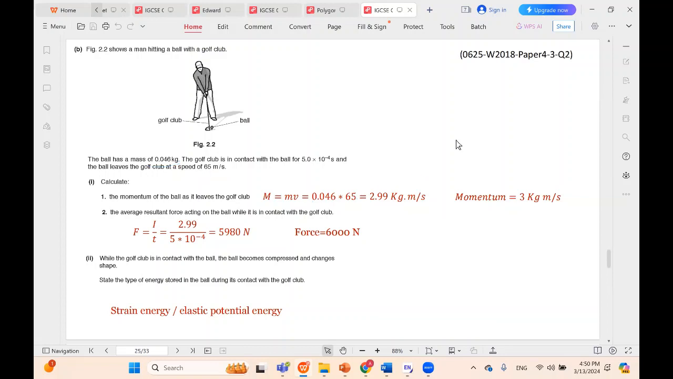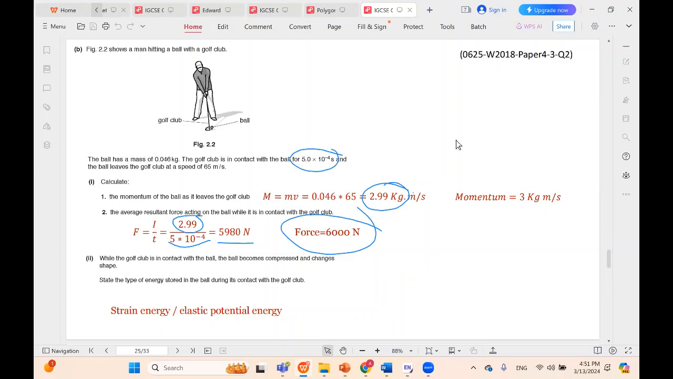Now we want the average resultant force. Again, here the ball is initially stationary. So therefore, the impulse is the same as the final momentum. So the final momentum is written here instead of the impulse, and we divide it by the given time in order to get the force. So the force is approximately 6,000 newtons.